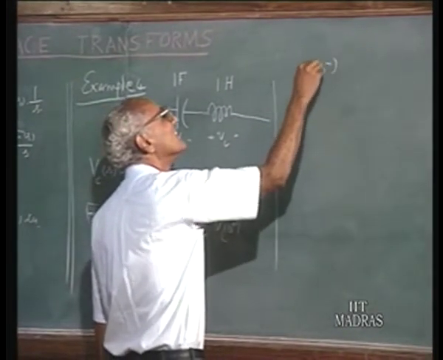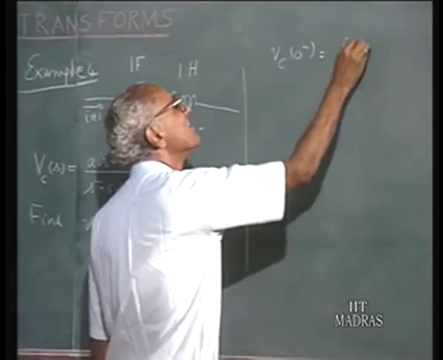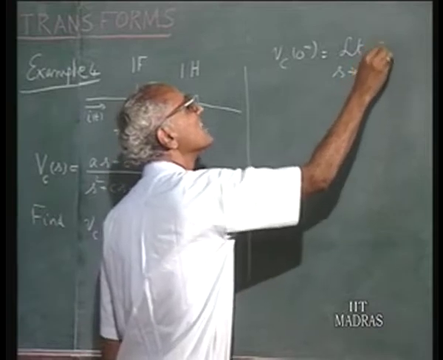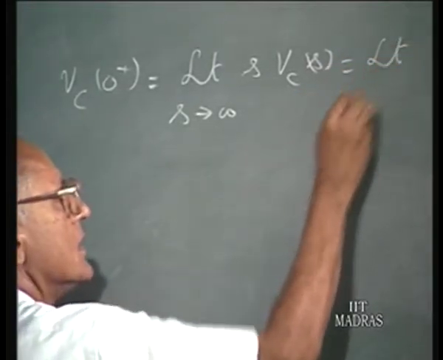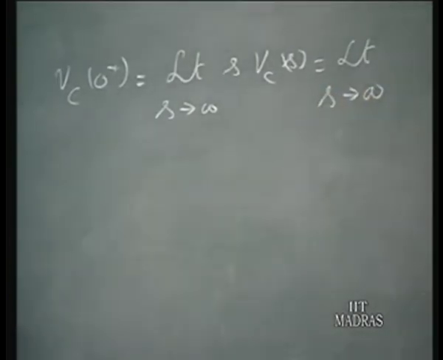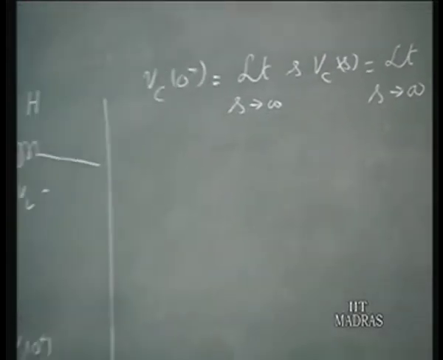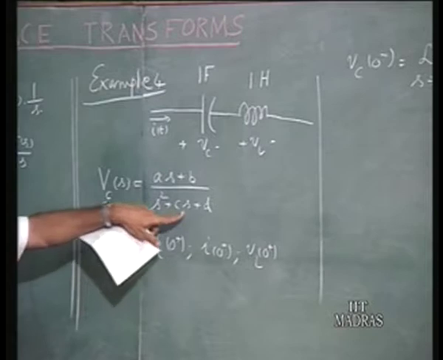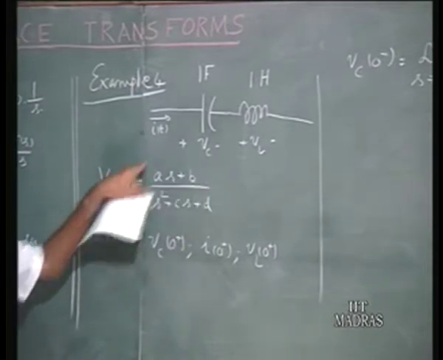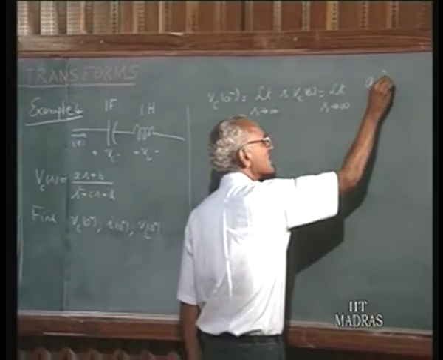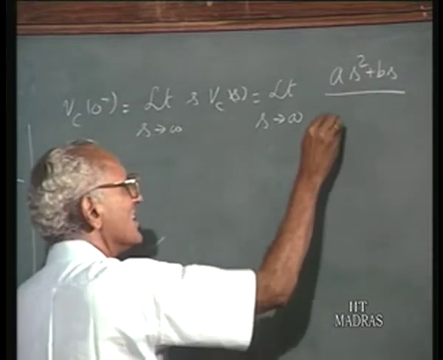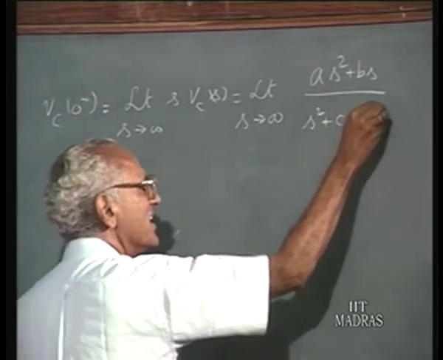Vc(0 plus), the initial value of the capacitor voltage, is limit as s goes to infinity of s times Vc of s. That is the initial value theorem. Therefore, this will be limit as s goes to infinity of (As plus B) upon (s squared plus Cs plus d) multiplied by s. This must be multiplied by s and take the limit as s goes to infinity. Therefore, that will be (As squared plus Bs) over (s squared plus Cs plus d).